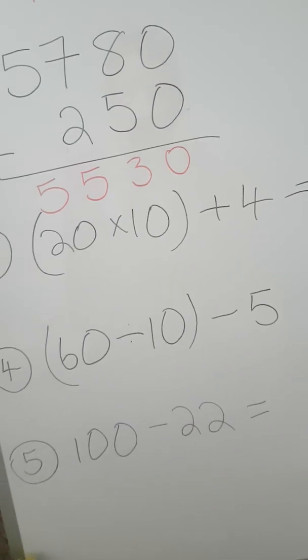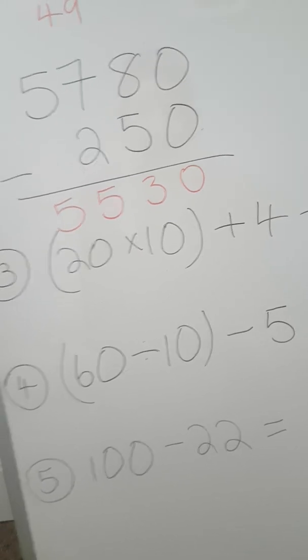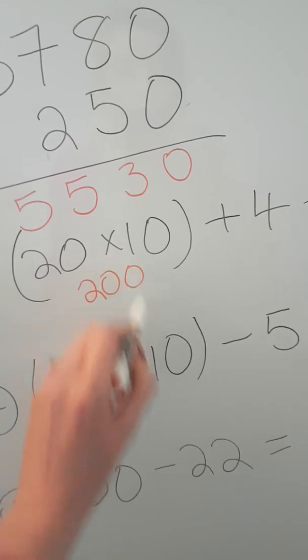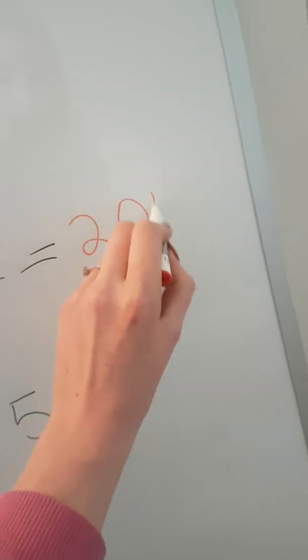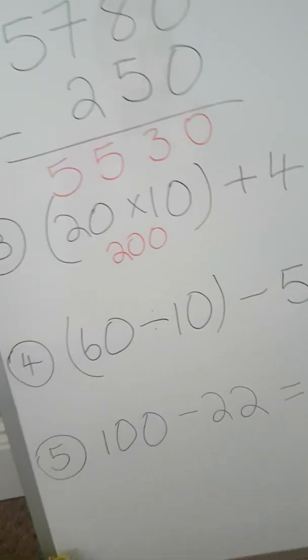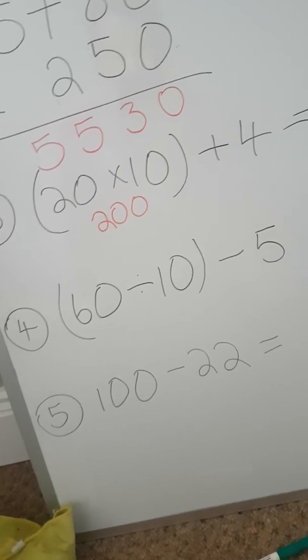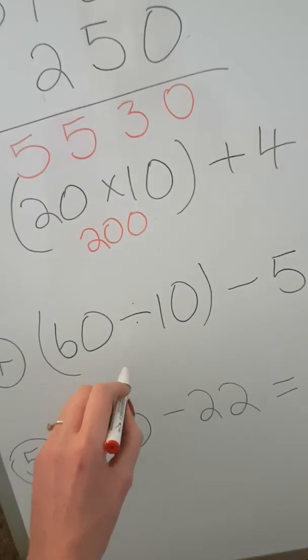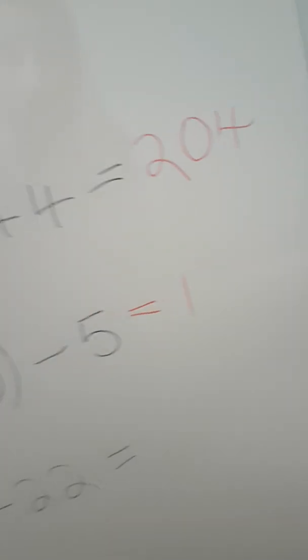Okay, so question 3 was 20 times 10 plus 4. So always remember, do what's in the brackets first. And we know times in 10, you just add on a 0. So 200 plus 4 would be 204. Question 4 is very similar. It is 60 divided by 10 minus 5. So you do the brackets first. So 60 divided by 10, just take away the 0 there. So 6 minus 5 then would be 1.